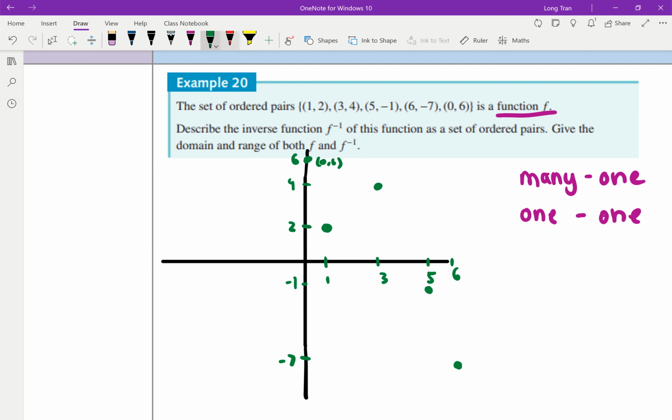Okay, so let's put in the dot points. So we've got this point, this point, this point, this point, and this point. That's my set of relations, but this is a function, so it is many to one or one to one. Maybe it's more likely to be one to one. And now it says describe the inverse function.